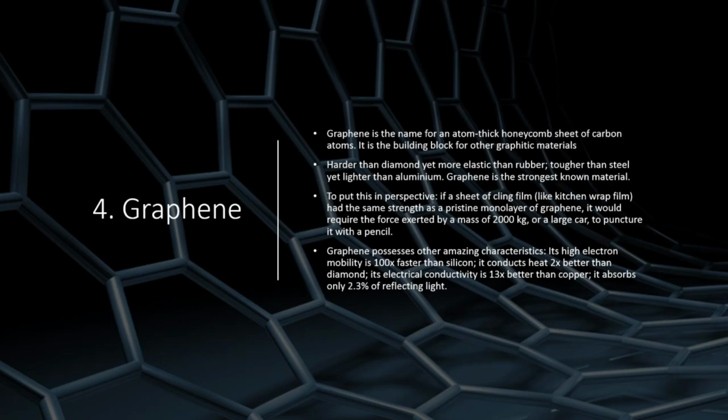Its high electron mobility is 100 times faster than silicon. It conducts heat 2 times better than diamond. Its electrical conductivity is 13 times better than copper. It absorbs only 2.3% of reflecting light.